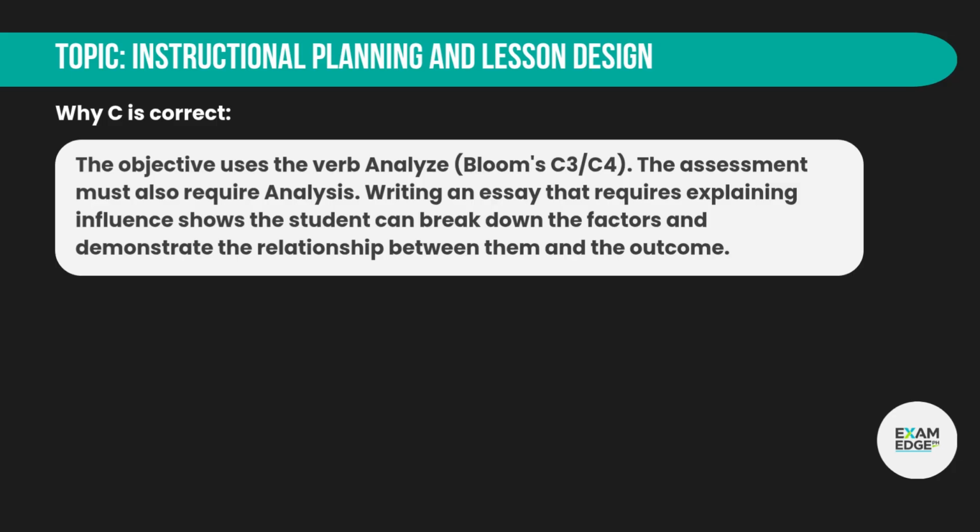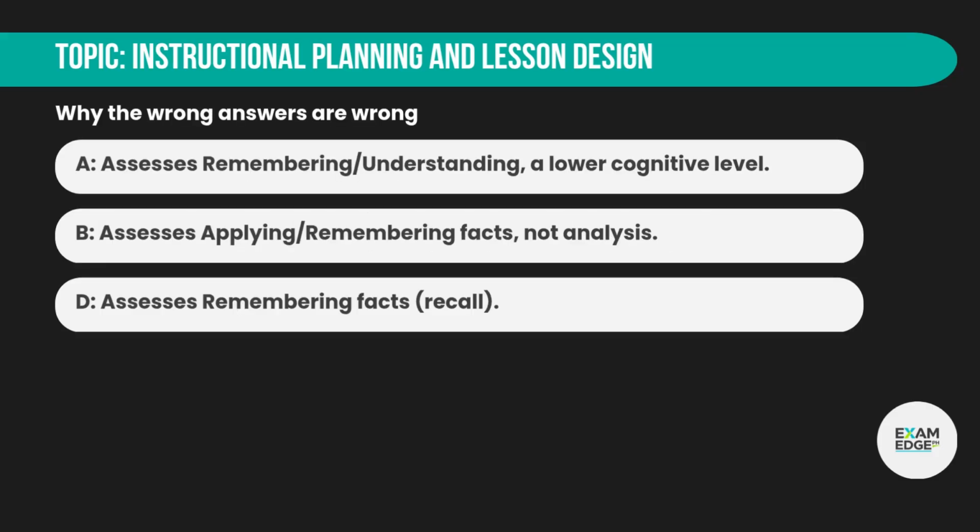Why C is correct? The objective uses the verb analyze, Bloom's C3, C4. The assessment must also require analysis. Writing an essay that requires explaining influence shows the student can break down the factors and demonstrate the relationship between them in the outcome.